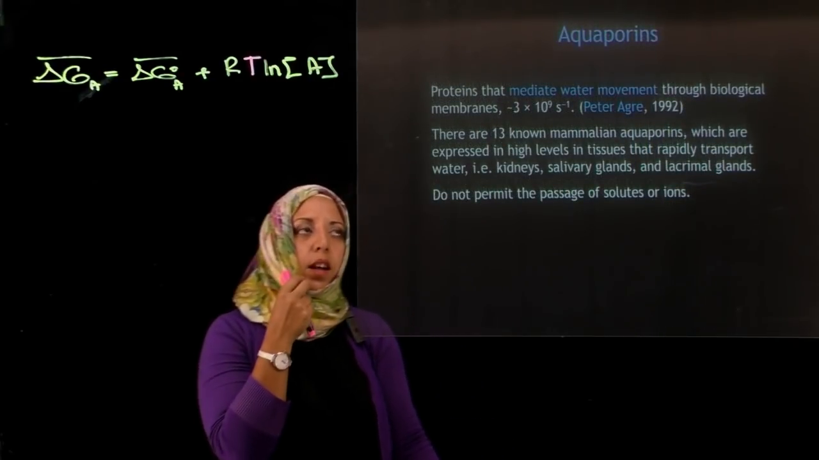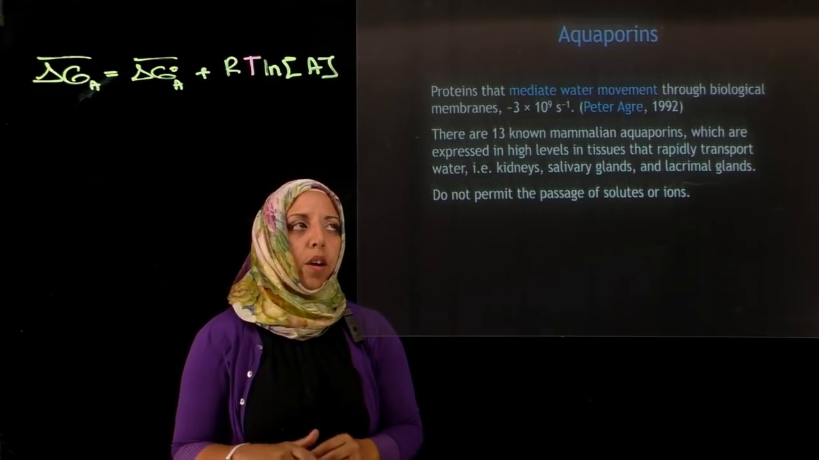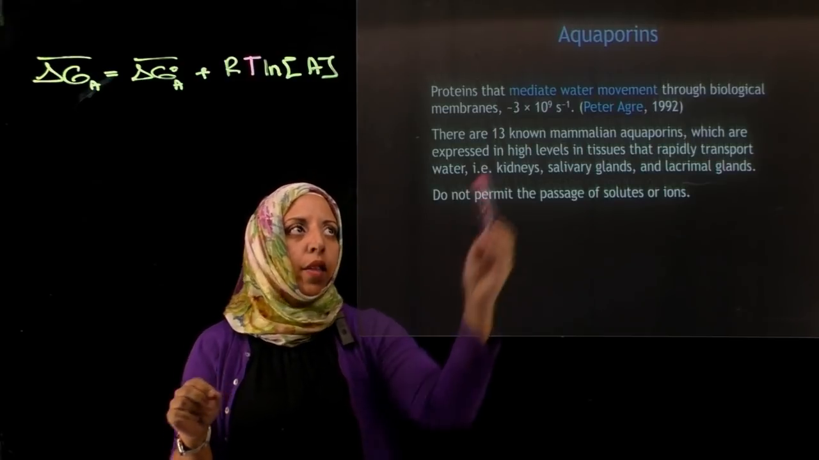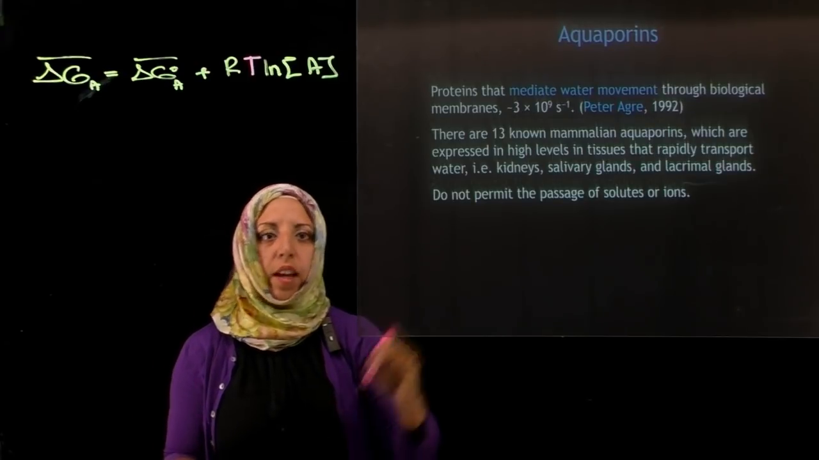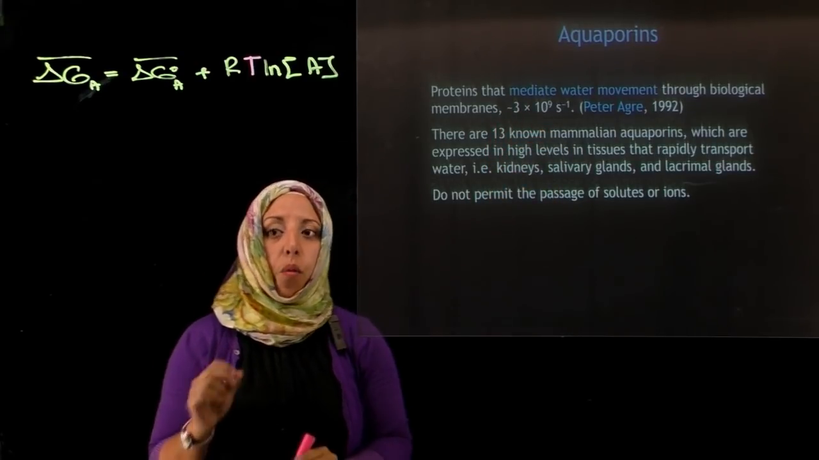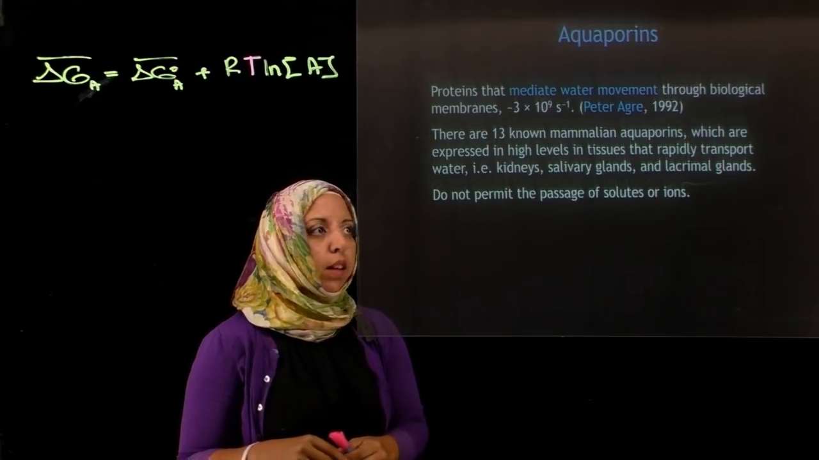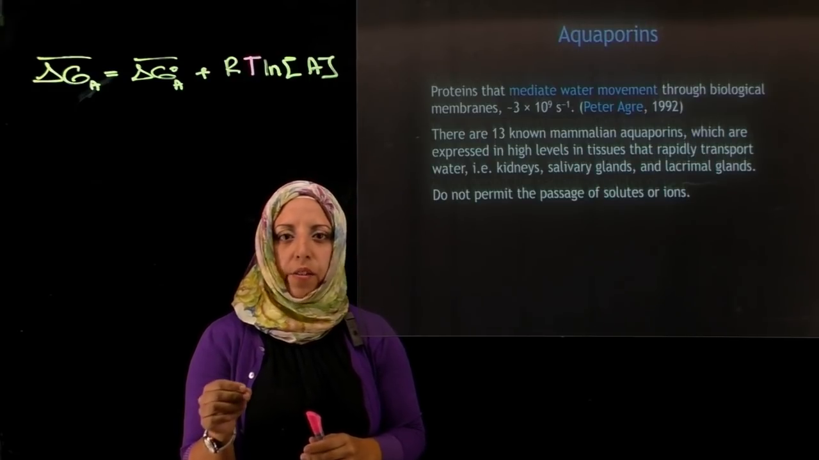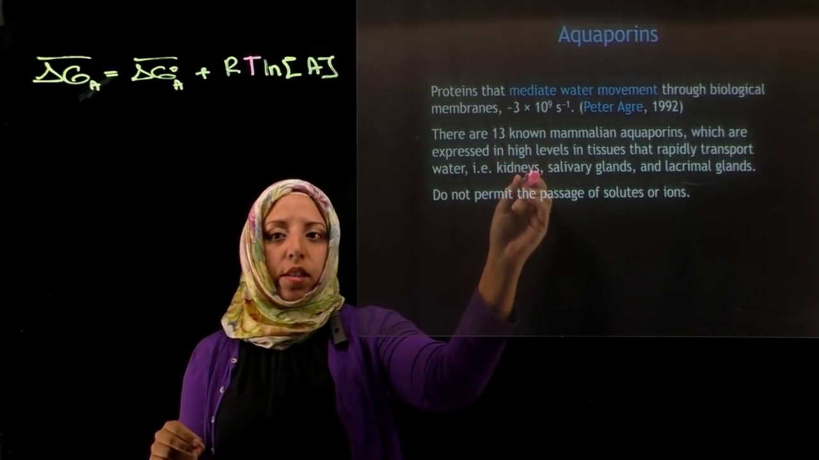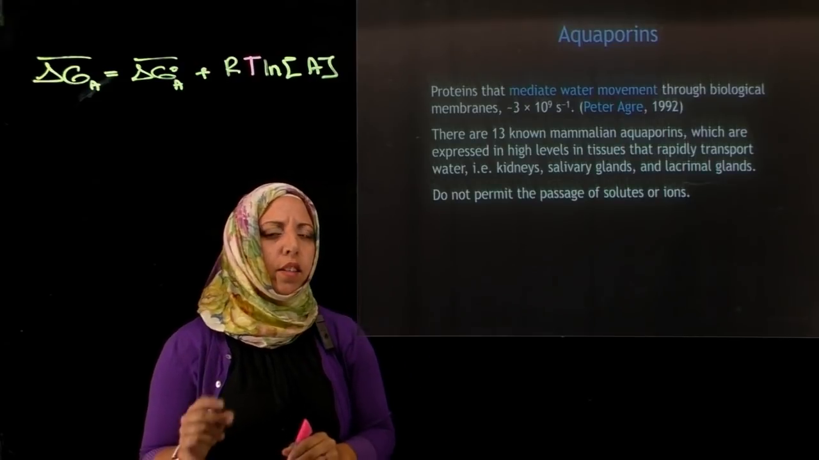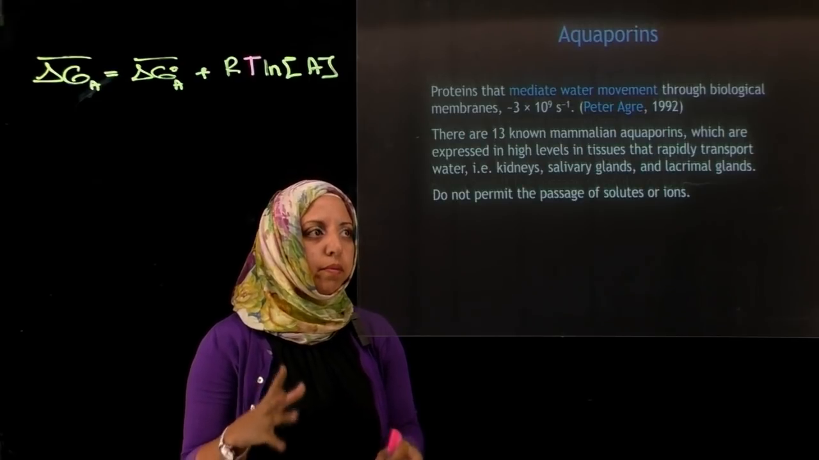Another example of proteins that are selective towards specific molecules are known as aquaporins. And just like the name implies, they mediate the movement of aqua, or water, across biological membranes at a very fast rate, 3 × 10⁹ water molecules per second. There are about 13 known mammalian aquaporins. They're expressed at high levels in tissues that rapidly transport water, such as the kidney. In fact, the kidney itself has 7 different aquaporins, each with a specific function, all right?